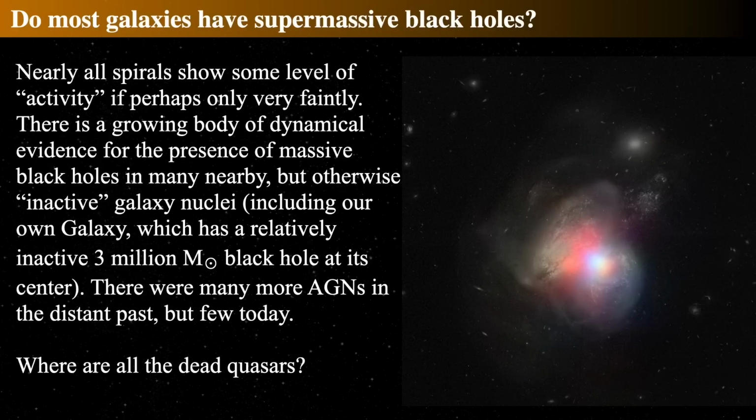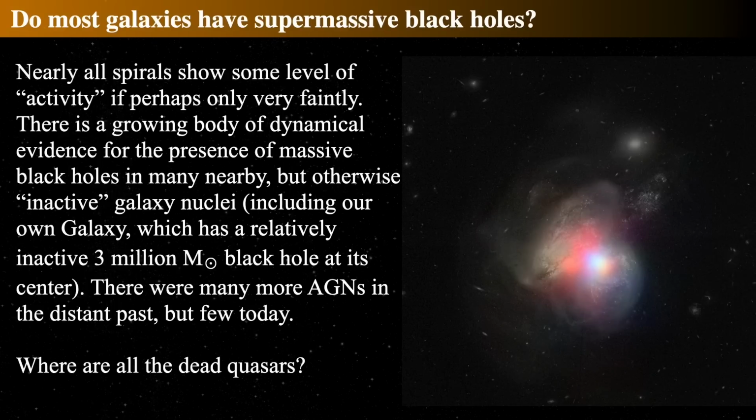So do most galaxies have supermassive black holes? The answer is yes. Nearly all spiral galaxies show some level of activity, even the Milky Way. And the more we look at galaxies, the more reasons we find to think that all galaxies have supermassive black holes. If it's a spiral galaxy, it has a supermassive black hole. If it's a massive elliptical, it has a supermassive black hole. In fact, there are no galaxies found yet that don't have supermassive black holes, but the active galactic nucleus element is if there's fuel.